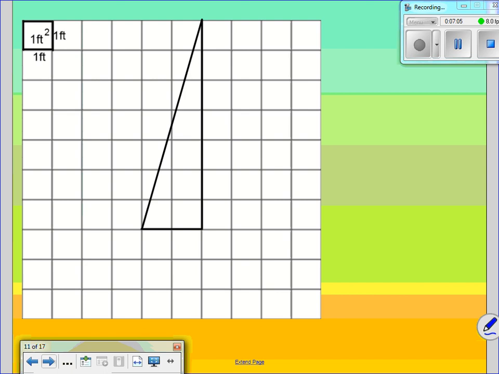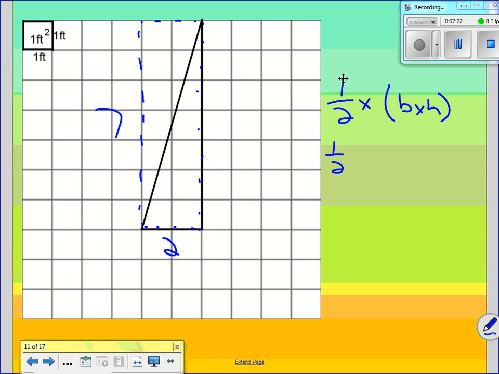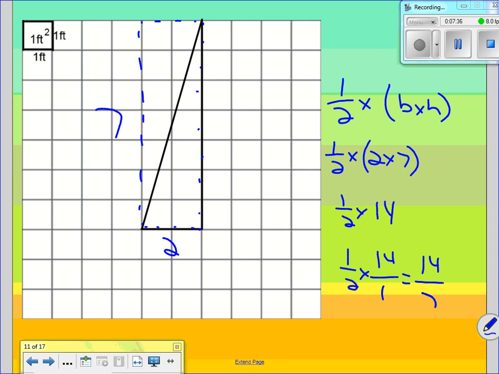Use my formula again. Half of the base times the height. Let's take a look here. Where's my base? 2 is my base. 1, 2, 3, 4, 5, 6, 7. 7 is my height. Half of 2 times 7. Half of 14. Half times 14 over 1 equals 14 over 2. How many 2's go into 14? Exactly 7.